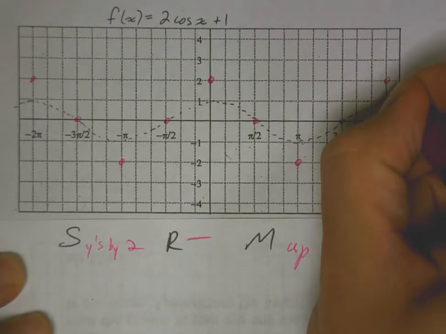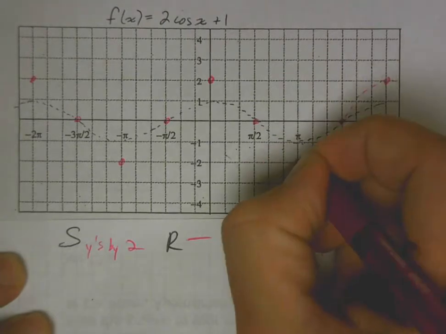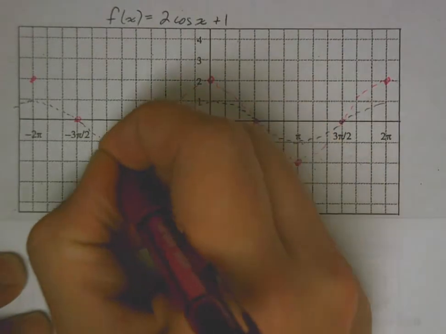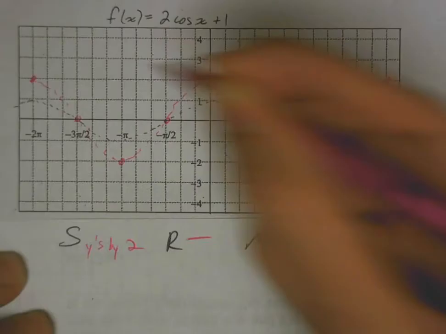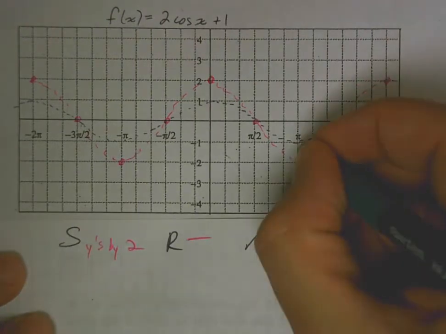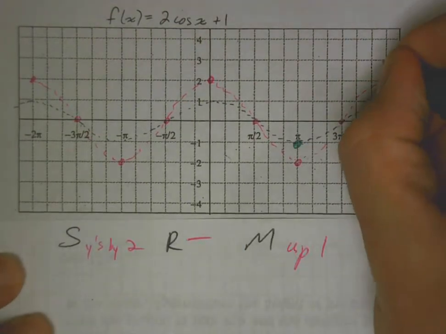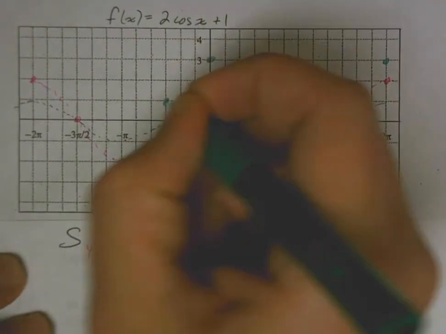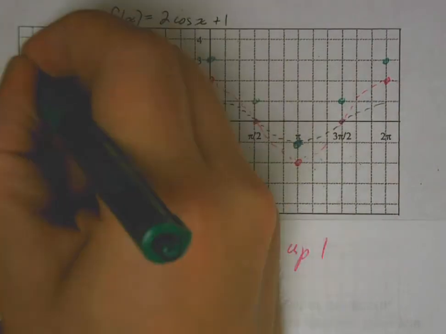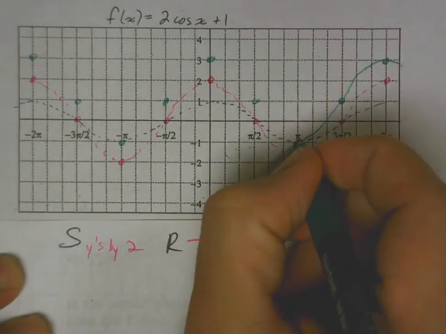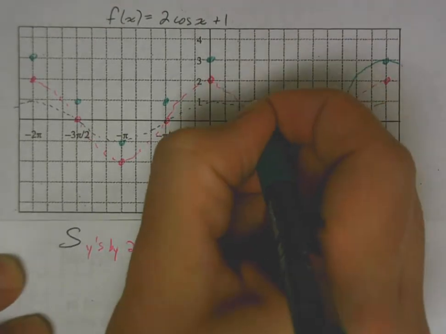So if you were to graph this function as is, just after stretching it by 2, we've got that. And if you take everything and add 1, then move everything up 1. Make curved lines.